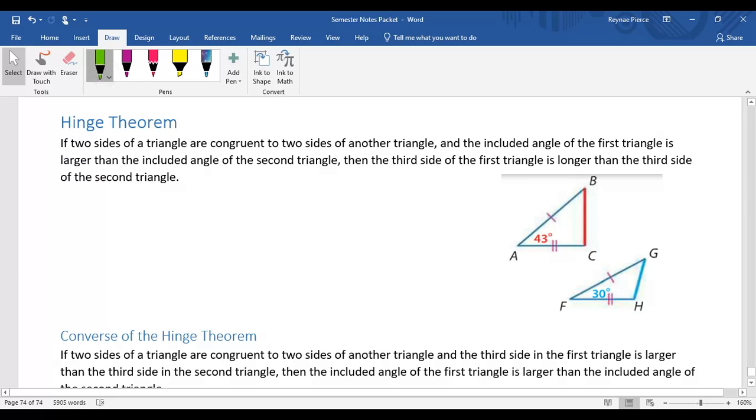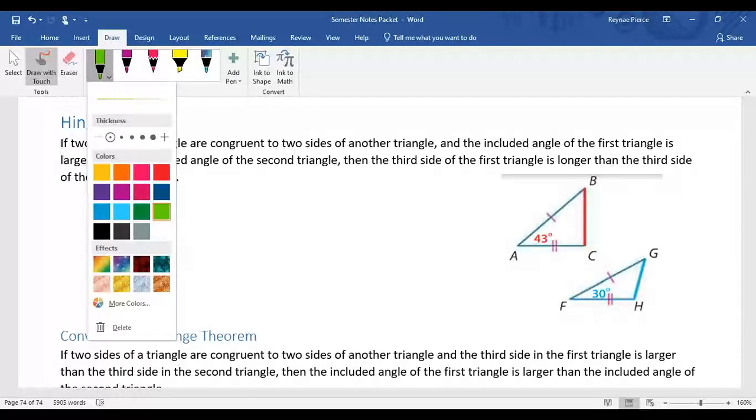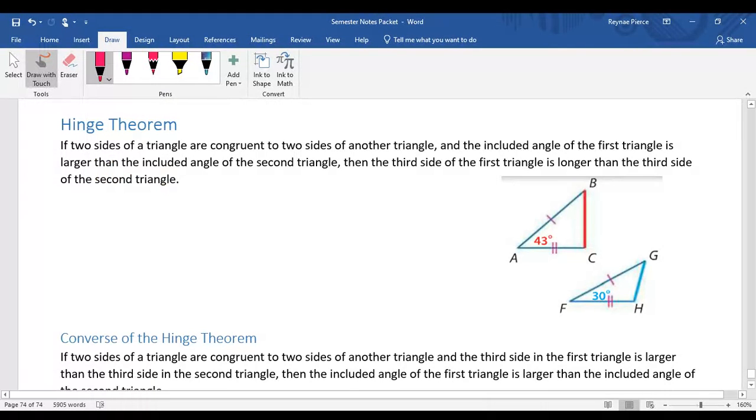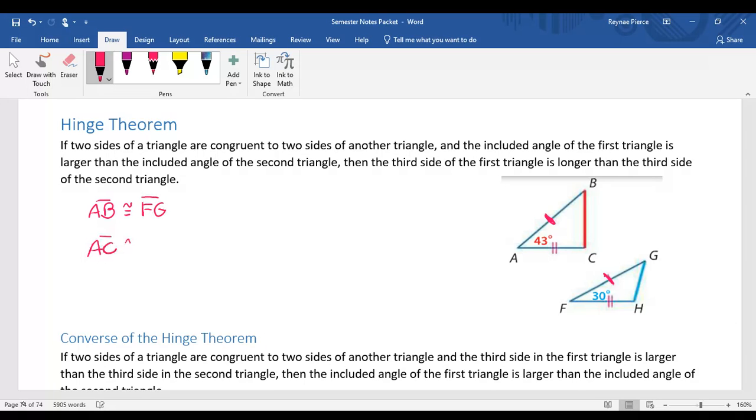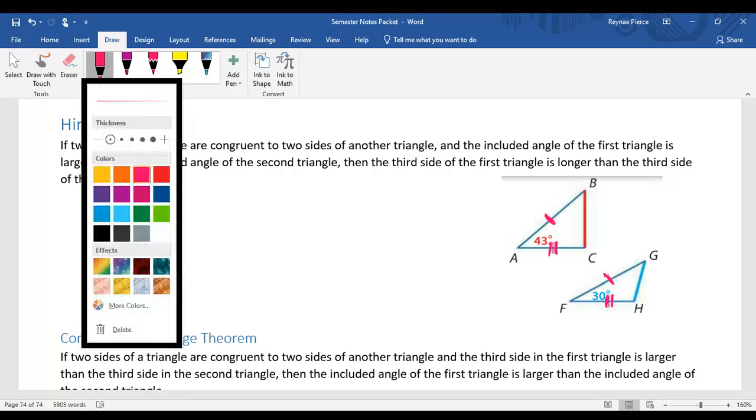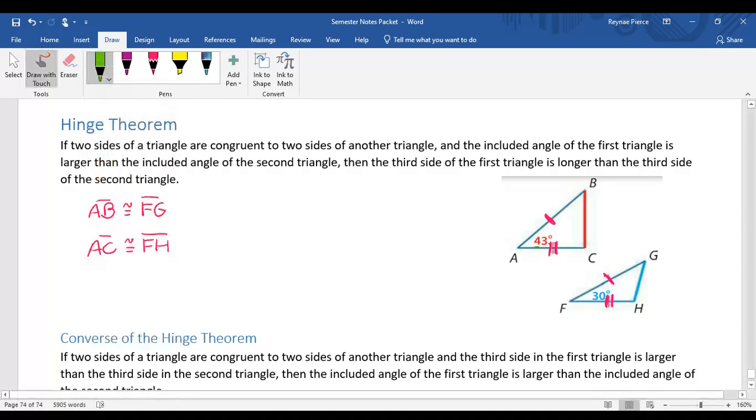So the first thing that we need to have in triangles when we are doing a hinge theorem is two pairs of congruent sides. Here AB is congruent to FG, and AC is congruent to FH. And the angle that is created by those pairs of sides is what we're going to be focusing on here. So angle A and angle F is what we're comparing.